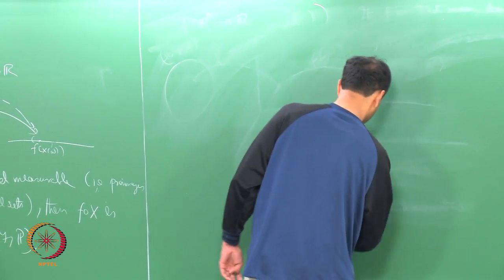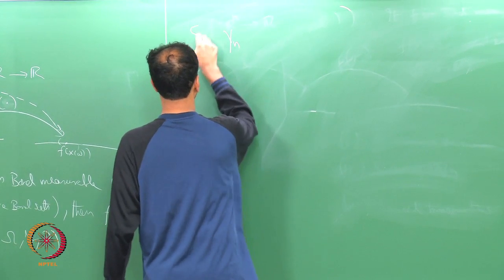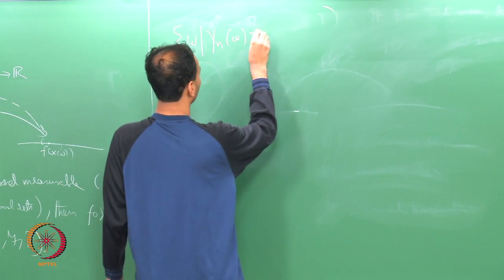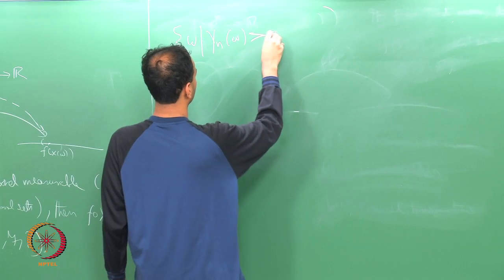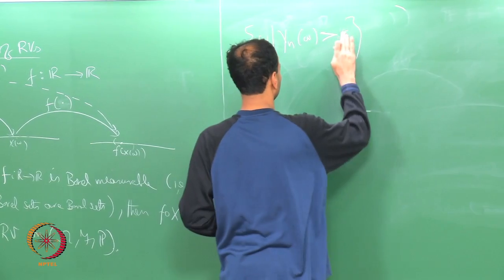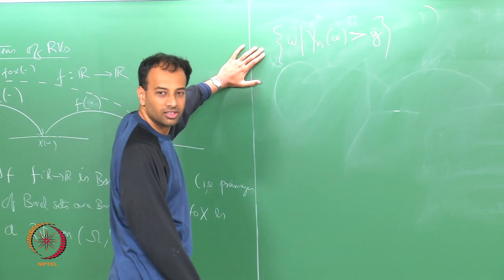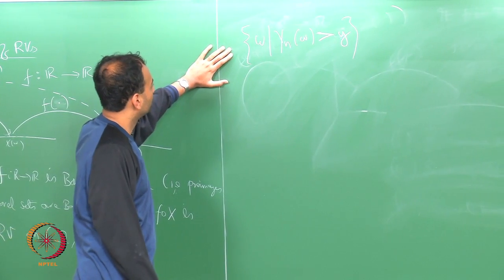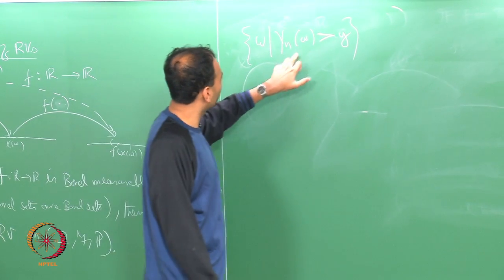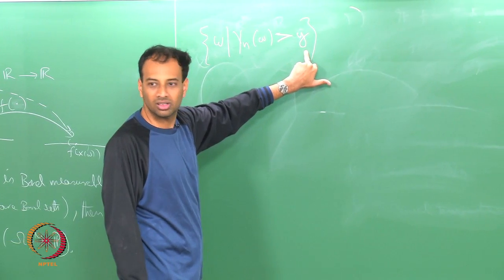So let's look at Y_n, now I'm going to look at the event Y_n of omega greater than little y, let us say. If this is an F-measurable set, then necessarily Y_n of omega less than or equal to y will be a measurable set, because it's only the complement, right?